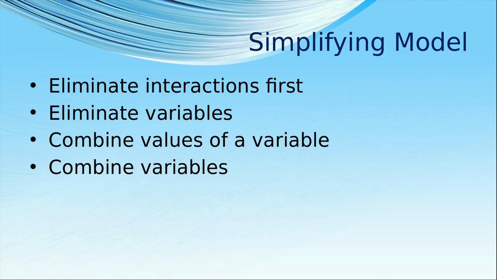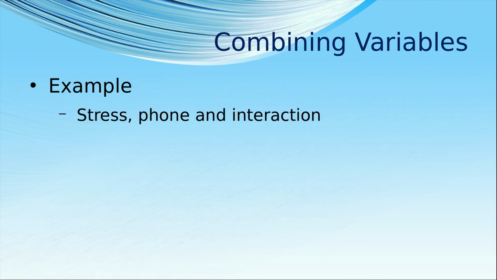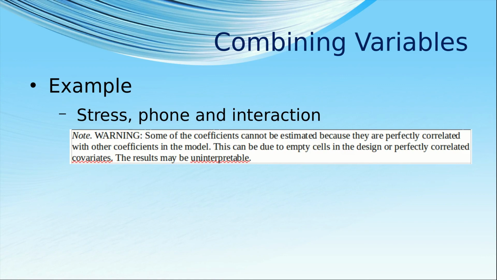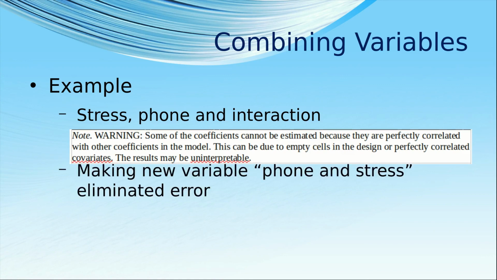Another way to simplify the model is to combine variables. For example, in one study I had stress and phone and the interaction between stress and phone, and it gave me this error. However, I made a new variable by combining phone and stress into a single variable, and that error was eliminated.